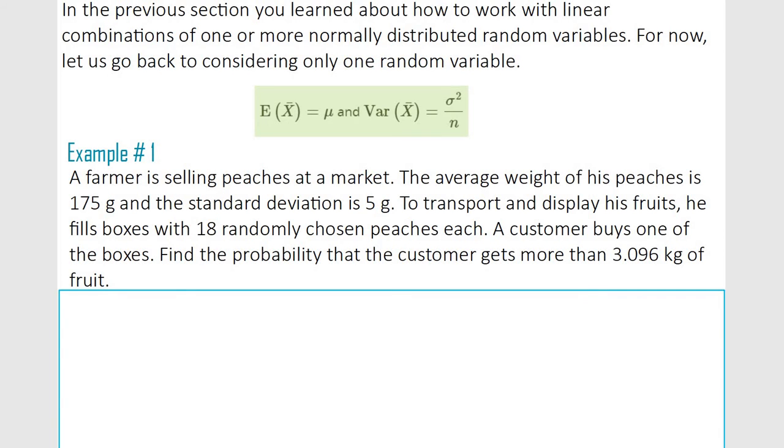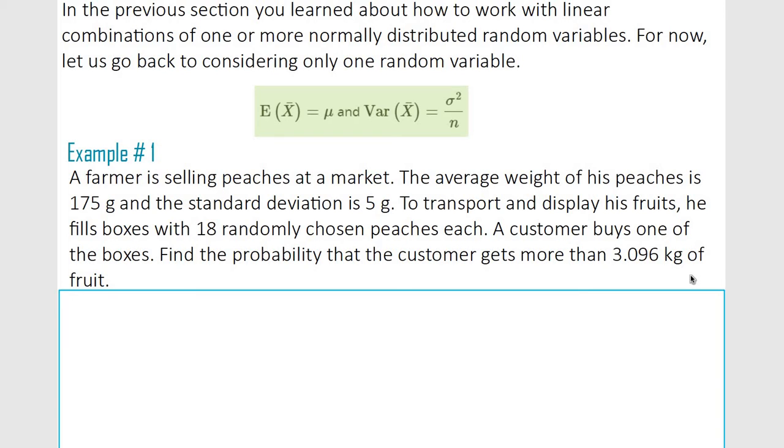Now that we did linear combinations with more than one random variable, let's go back to just focusing on only having one. So in this example, a farmer is selling peaches. You have the average weight and standard deviation. He then puts them in boxes and transports them. Find the probability that a customer gets a box with more than 3.9 or 0.96 kilograms of fruit.